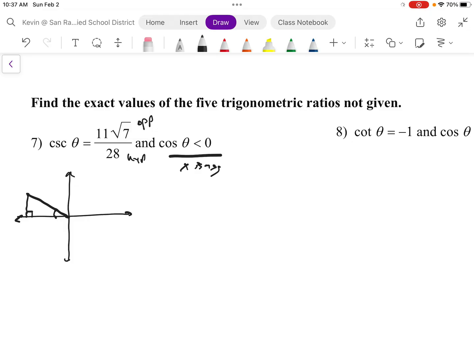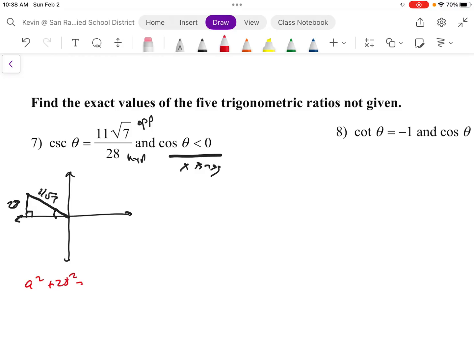So that means our cosine. So draw it out here. This is the angle we're dealing with. This is my right angle. I make it nice and neat. Indicate this is a right angle. 28. And this is 11 root 7.